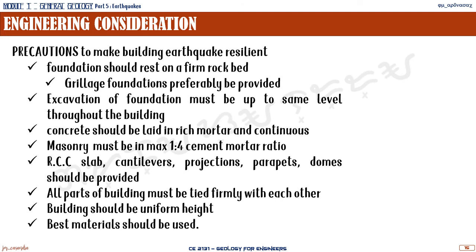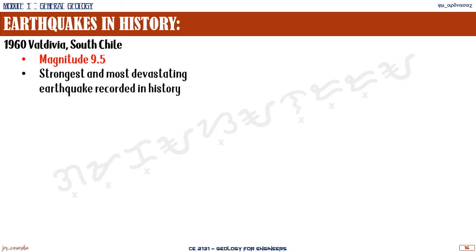Also, you have to consider the materials that you are going to use in your construction. So some of the significant earthquakes in history would include the 1960 Valdivia, South Chile earthquake with magnitude 9.5. This is the strongest and most devastating earthquake recorded ever in history.